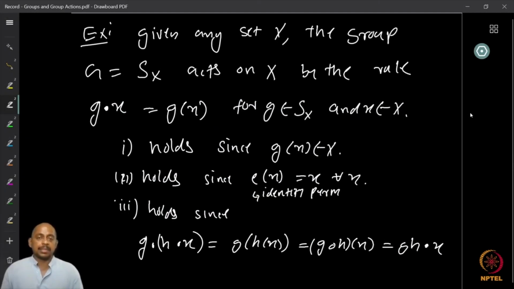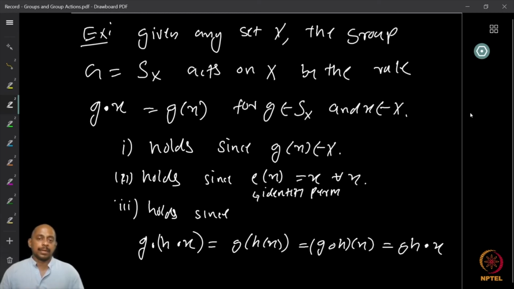Now, some examples here. If you take any set X, the group of symmetries of X, the permutations of elements of X, of course, naturally acts on X. Because any element of Sx is just a permutation of the elements of X, and we know that the product of permutations is a permutation. And then one can show that all these three properties hold true.